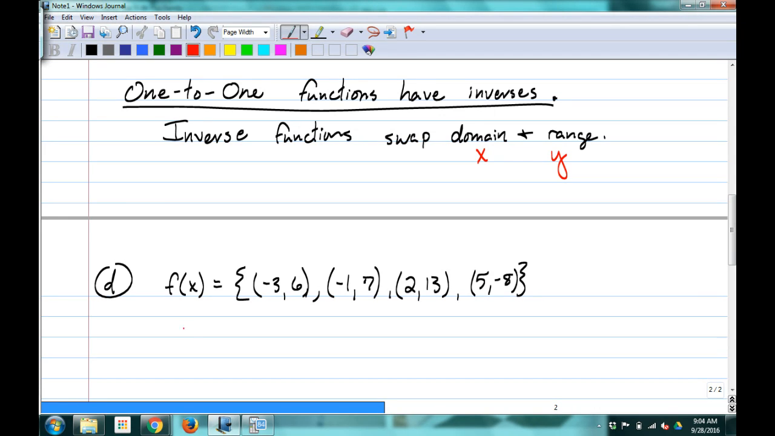The way you note inverse is it's kind of like a -1 exponent, but you read it as f inverse of x. So it's not a -1 exponent on everything. It's the inverse function, which swaps the domain and range. So it swaps the x and y values. That first ordered pair turns into (6, -3), then (7, -1), (13, 2), (-8, 5).